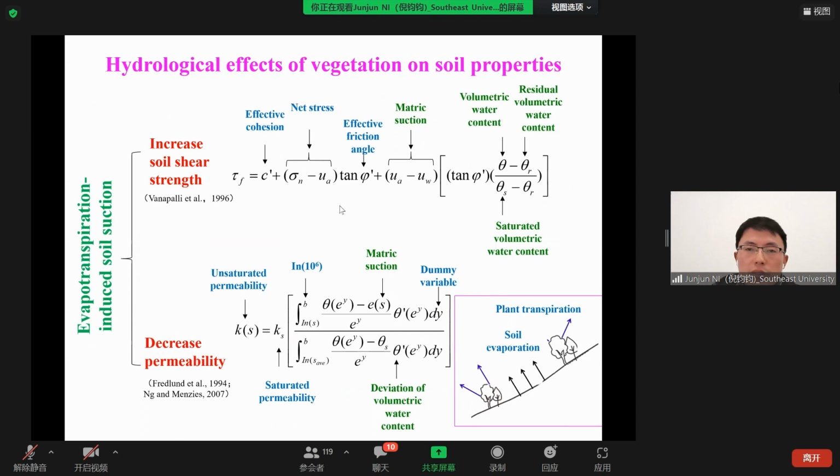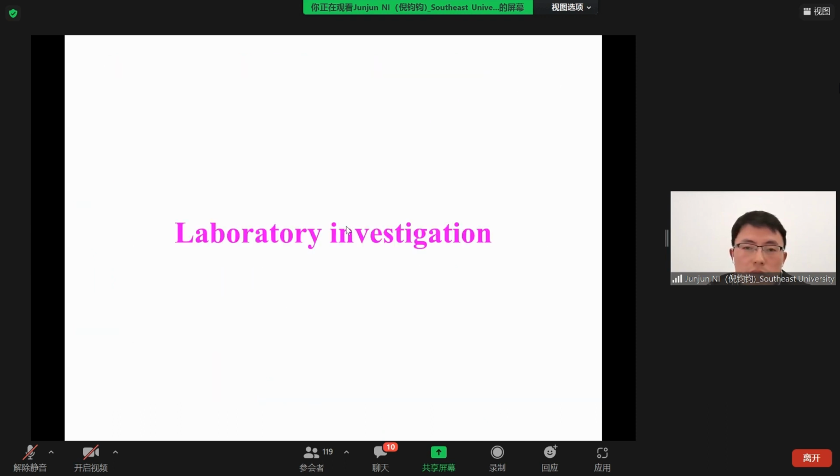Now this is the basic theory of unsaturated soil mechanics. We know that when we increase the suction, the shear strength will increase, and on the other hand, the increase of soil suction will decrease the permeability, right? So if the plants can increase the soil suction, it normally can increase the shear strength and decrease the permeability. So this is actually what most engineers want to see in the field. So use this so-called natural engineer to stabilize our earthen structures.